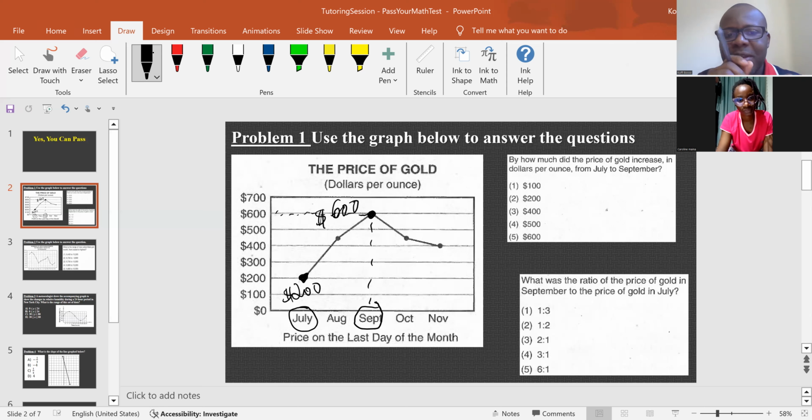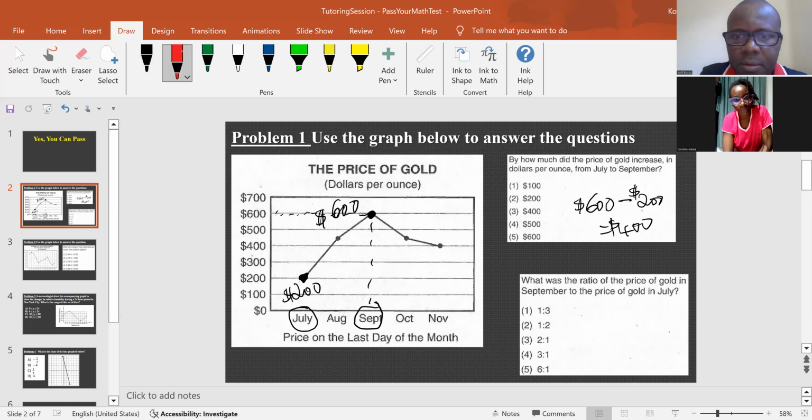To find this, we find the difference between the two prices. What do you think this difference will be? Difference means we're going to do subtraction. We take 600 minus 200, which becomes $400. So the correct choice here is 3, $400. That's the way to understand the graph. So far, so good?